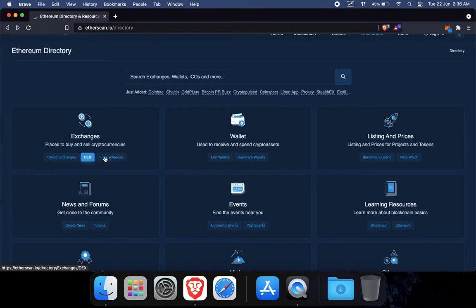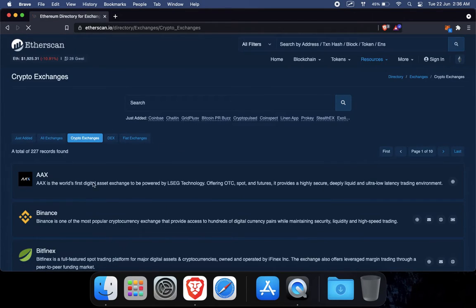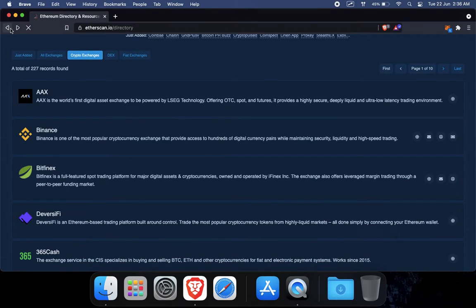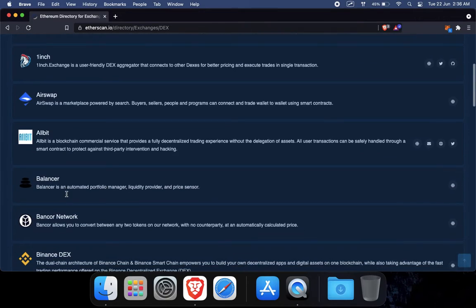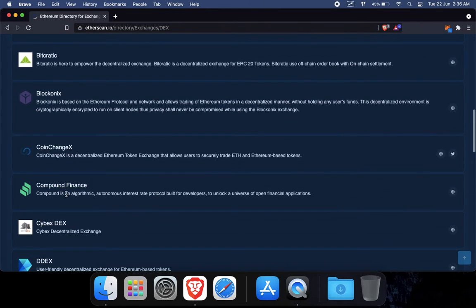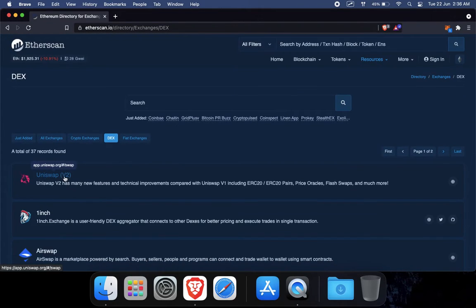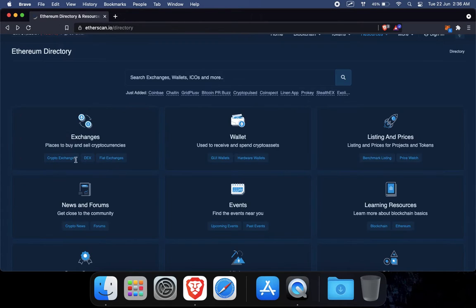So there are crypto exchanges, DEXs, and fiat exchanges. Crypto exchanges are basically exchanges that deal only with cryptocurrencies, right? Preferably only cryptocurrencies. DEXs are decentralized exchanges, right? So you will not find Ringgit Malaysia listed on any of these, right? The most popular is, of course, Uniswap, right? I believe it's the first one, I think, yeah, has the most volume.